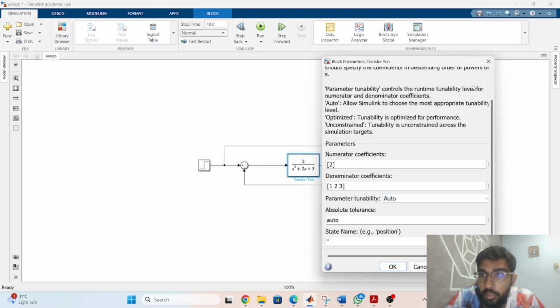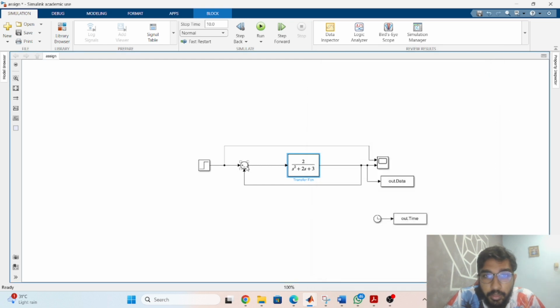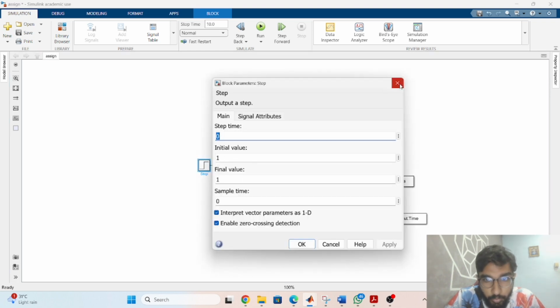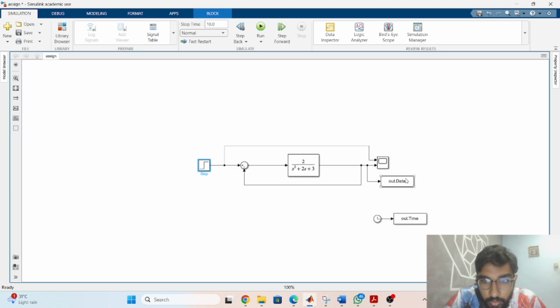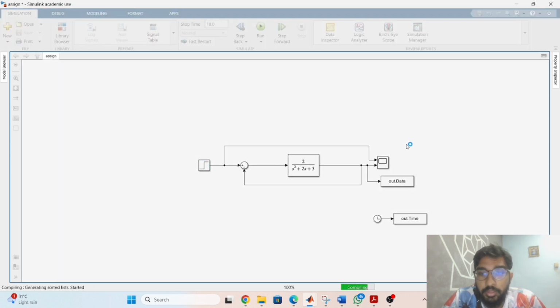This is the open loop. Then this is the feedback, and then for the step we got a basic initial input and final input of one. And then the out data and the time capture the details of the graph later, making it easier for us to analyze the percentage overshoot. Everything will be easier if we just use this. So right, now run. So let's see the graph.